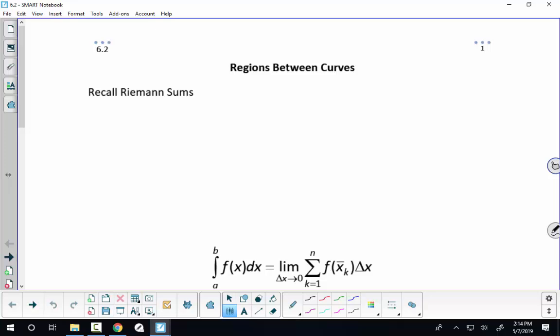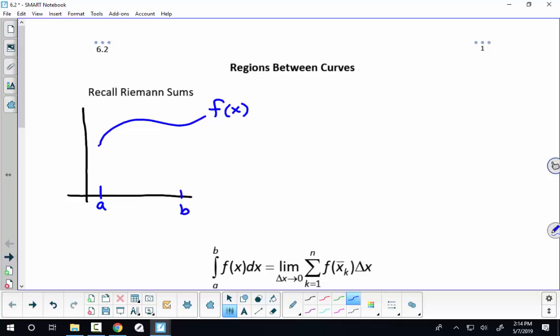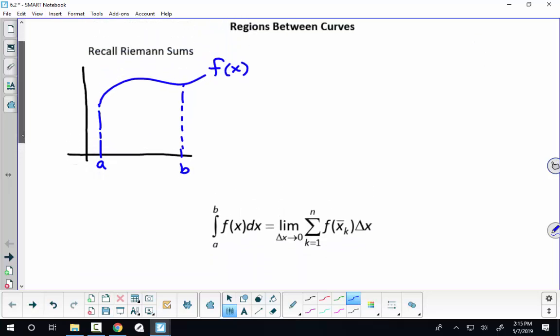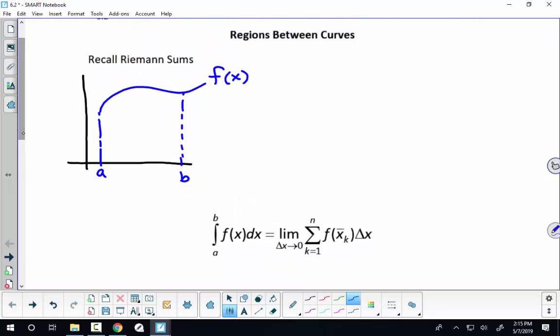Okay, so 6.2 is dealing with regions between curves. Up to this point, we've looked at Riemann sums, which have dealt with a function, like what's the net area from a to b under this function and the x-axis. So in 6.2, what we're going to look at is regions that are bound by two curves instead of just the function and the axis.